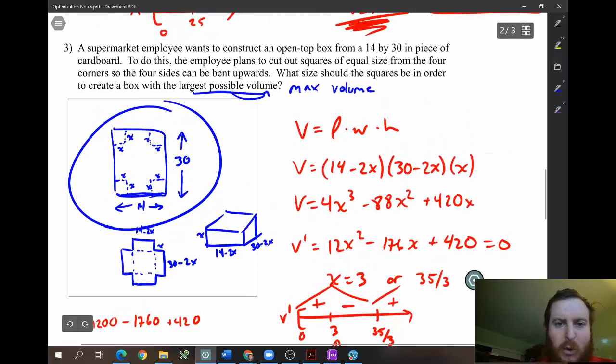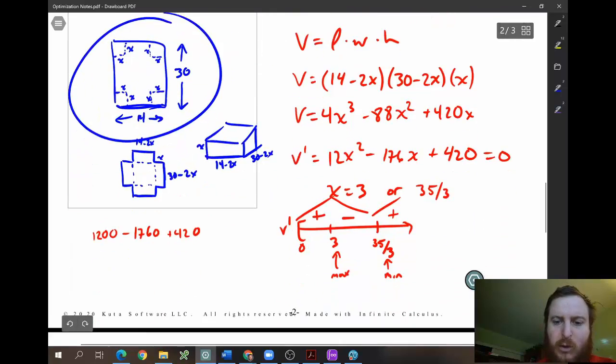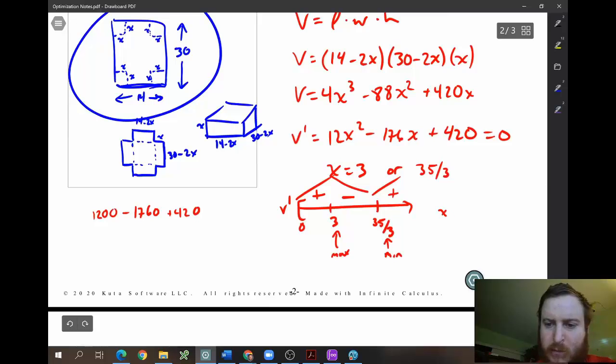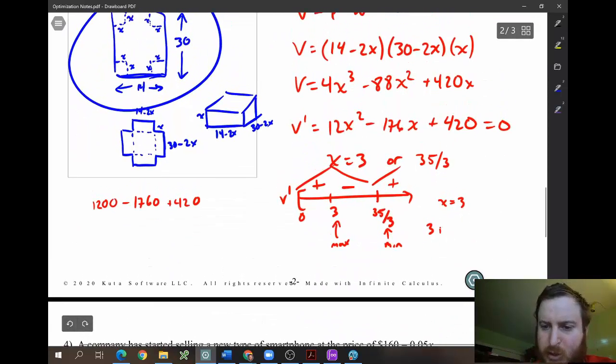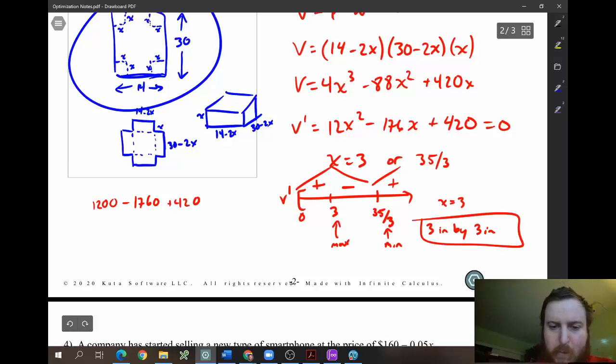Now let's go back and report. It says, what size should the squares be? So the square should be x equals 3. So the squares would be 3. Now was this in inches, I believe, or centimeters? 3 inches. So our square should be 3 inches by 3 inches. That's the size of the squares. Okay, pretty tricky, honestly, but once you see that one.